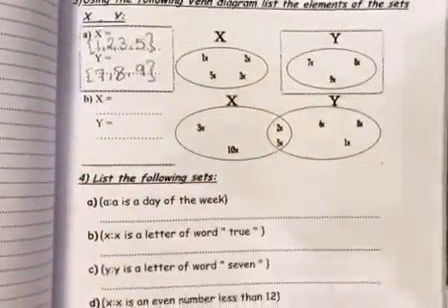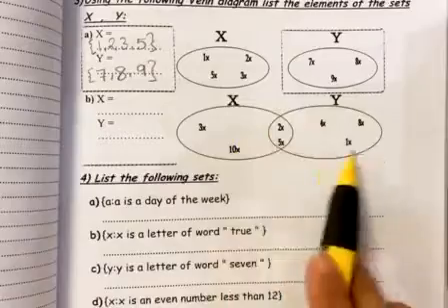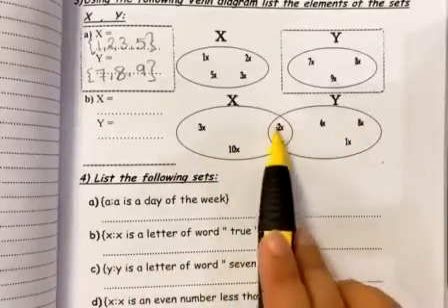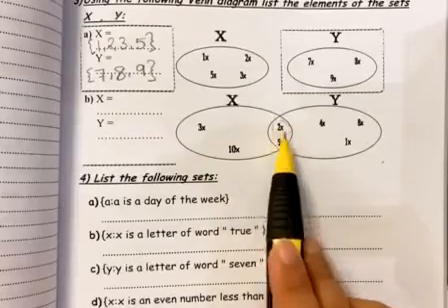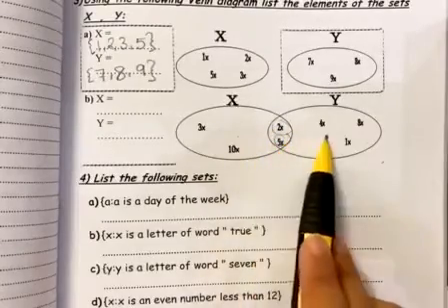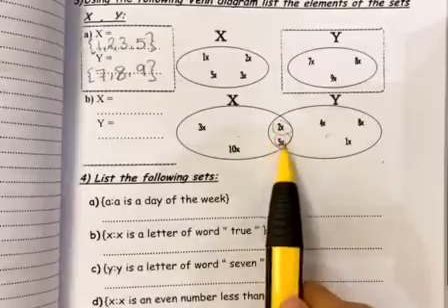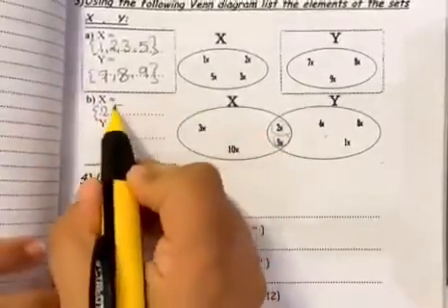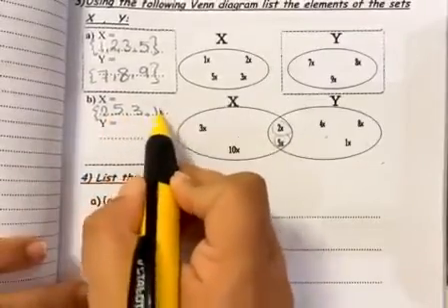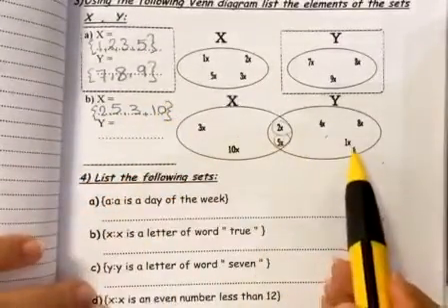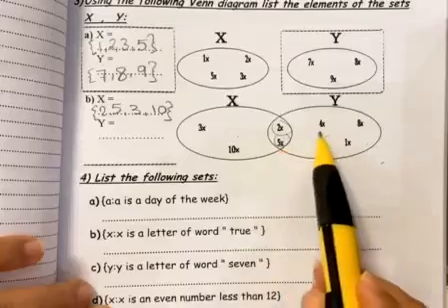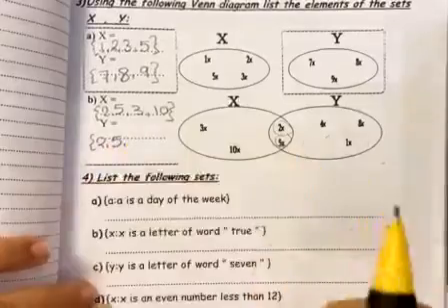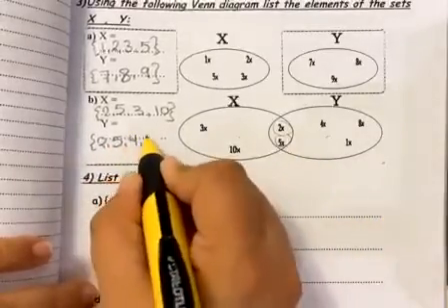Okay, here I have 2 intersecting sets. The 2 sets have 2 elements in common. So those elements, I will write on both of them. So in X, I have 2, 5, 3, 10. And in Y, I will also write 2, 5, 4, 1, 8.